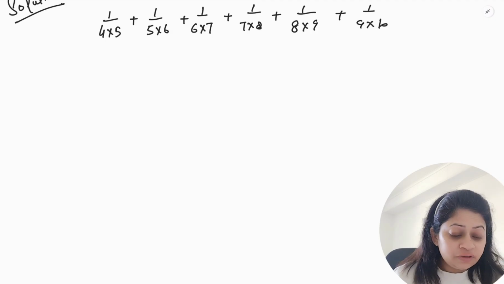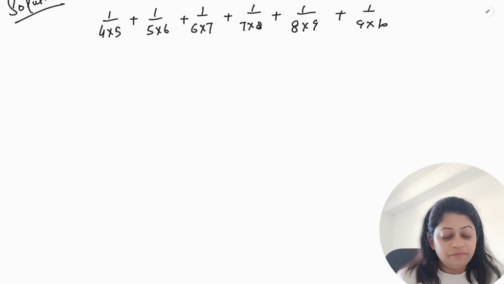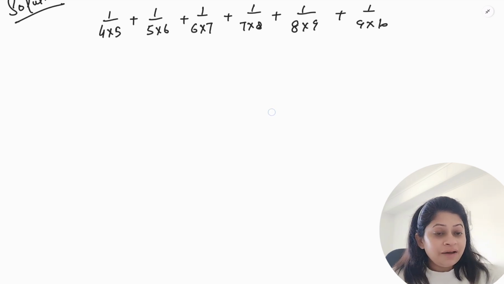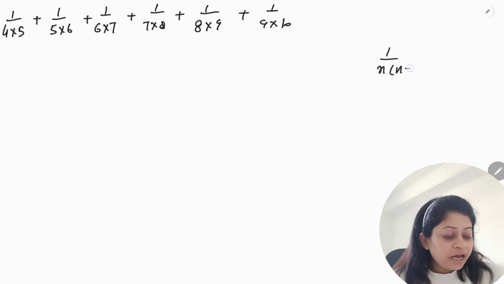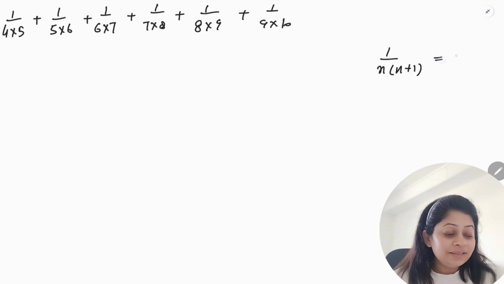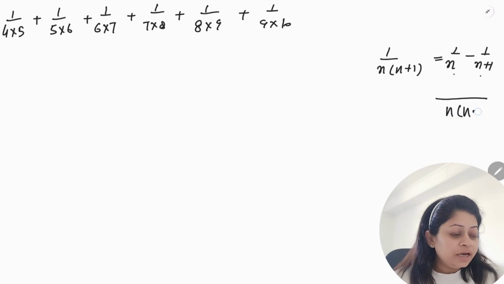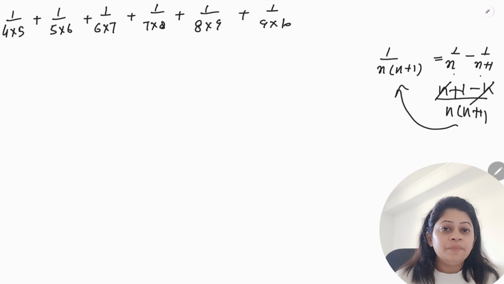We have done something, we have solved it partly, but now we need to actually solve this thing further. If you know, I will tell you a trick now. Whenever we have 1 by n times n plus 1, this thing can be written as 1 by n minus 1 by n plus 1. Do you know this? Why? If you take LCM, what will you get? You will get n plus 1 minus n, and you cancel out. You will get 1 by n plus 1.